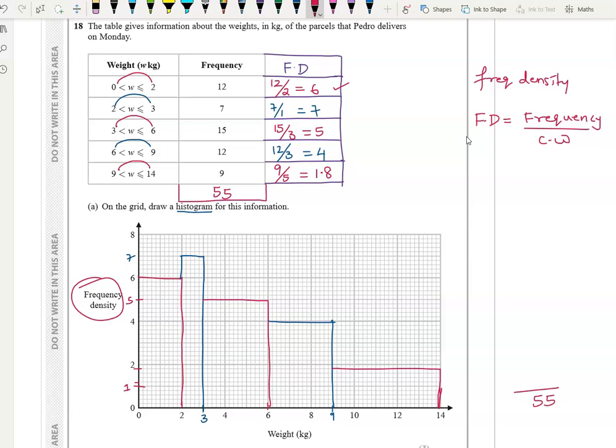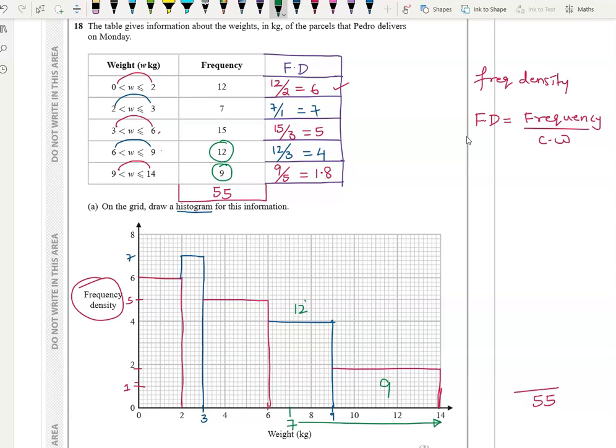Now we need to look for the number of parcels which weigh more than 7 kg. From your table we don't have 7 here, so we cannot get the value from the table, so we need to go to the graph. From your graph we need above 7, so all the parcels from 7 up to 14. In the last group from 9 to 14, the total number of parcels is 9, so we have 9 parcels here. For the group 6 to 9, the total number of parcels is 12.